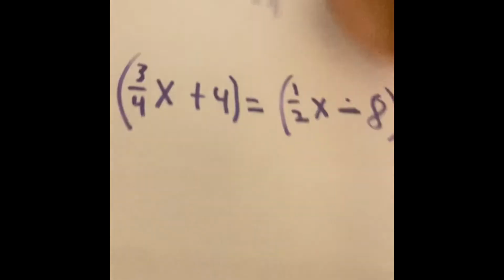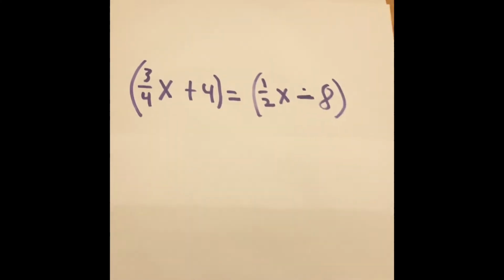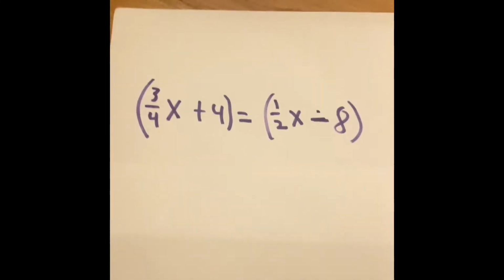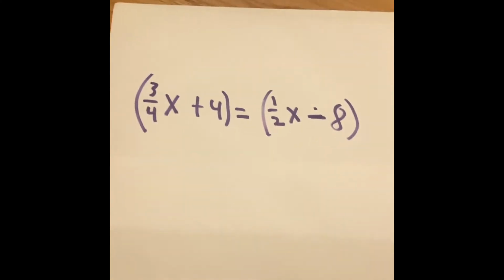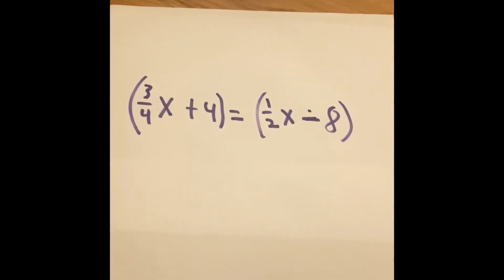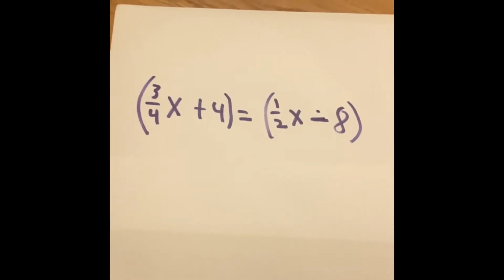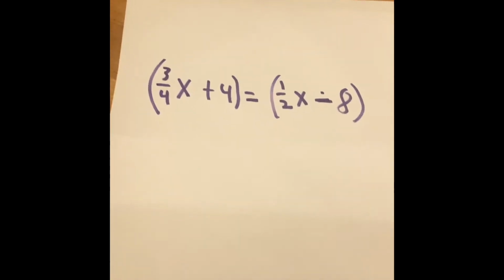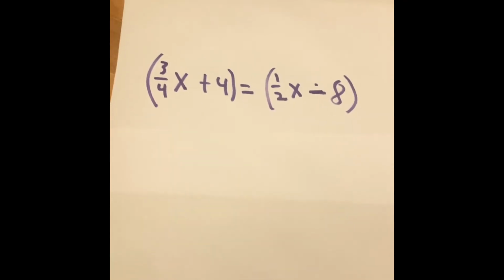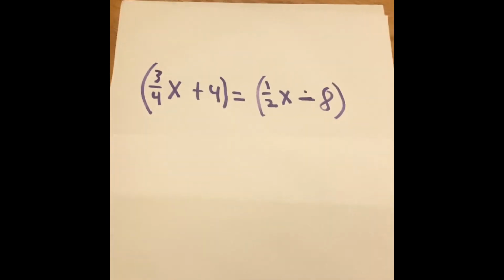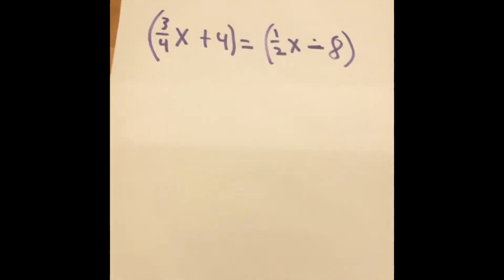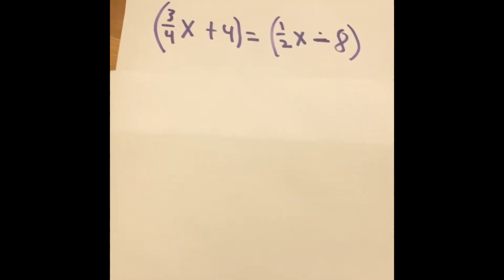Okay, so here is the challenge. We have 3 over 4 x plus 4 in parentheses equals 1 over 2, 1 half x minus 8 in parentheses. We wanted to put the parentheses in there so you won't be confused. Actually, we never needed the parentheses because there's no multiplying in here. There's actually no multiplying. So let's get started.